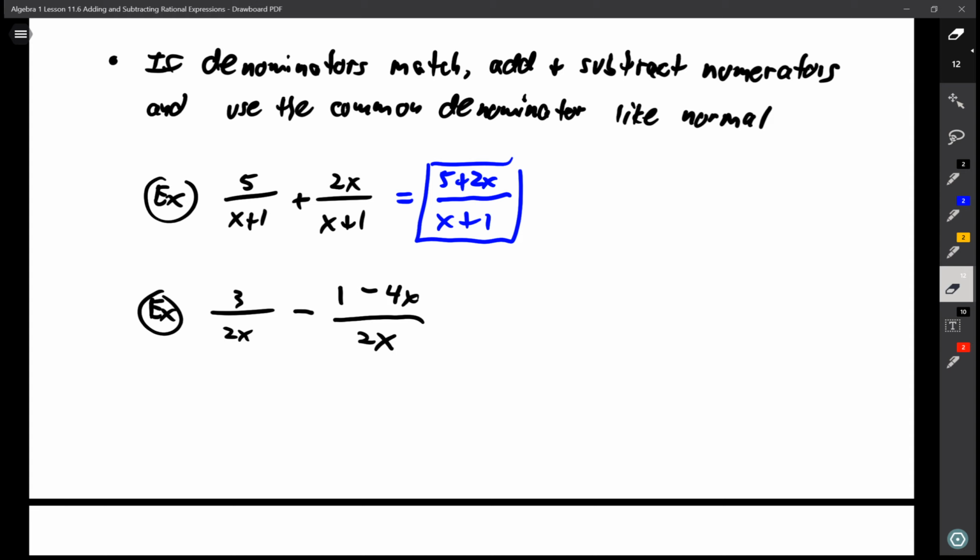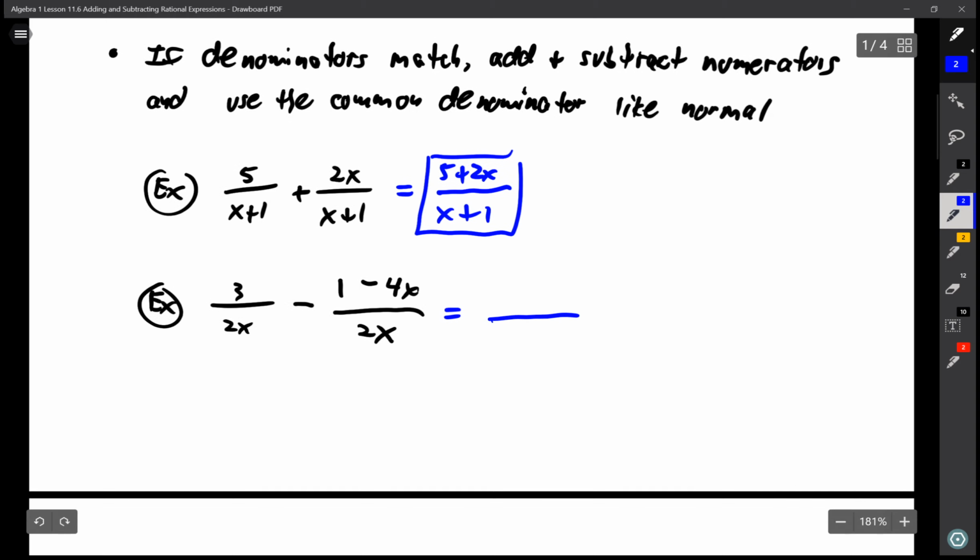But our denominators match, so we can combine these. But you have to be careful. So we know that our bottom is just going to be 2x. Now, what's our top going to be? Our top is going to be 3 minus the whole next thing, 1 minus 4x. Okay, so we have this 3 minus this whole numerator. You have to do the parentheses, otherwise you are not going to get it right, because this minus here gets distributed to this whole numerator.